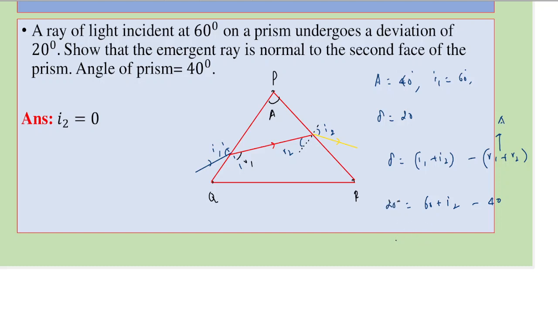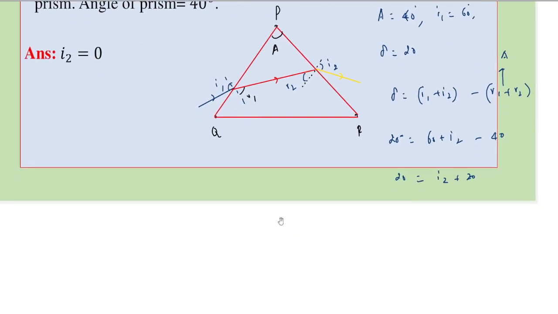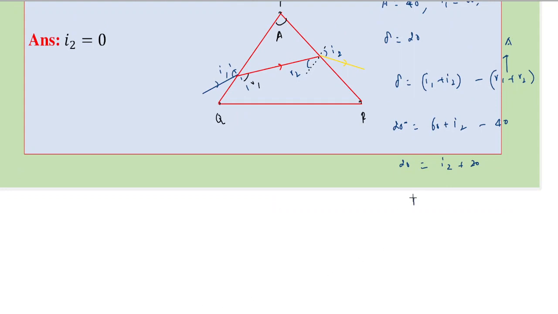So from here we find out that 20 is equal to I2 plus 20, because 60 minus 40 is 20. This would imply that I2 is equal to 0 degrees. When I2 is 0, it means the light ray would come out normal to the surface. It is normal to the surface.